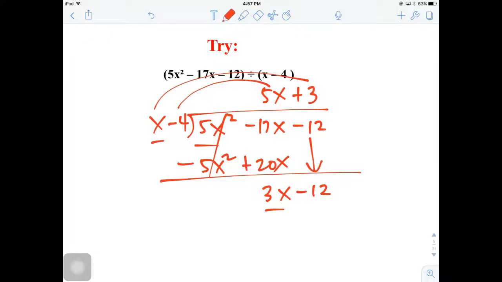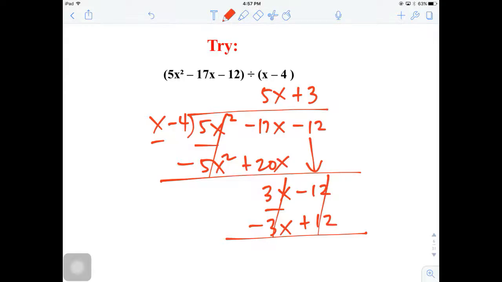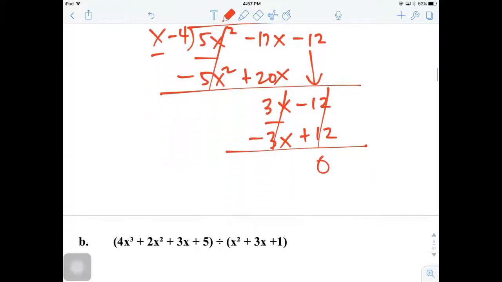So we have 3x, and then 3 times negative 4 is negative 12. I'm going to subtract by changing the signs on the bottom, and the x and numbers cancel out, so we got a 0 remainder. So again, I'm going to write the answer as divisor, which is x minus 4, times quotient, which is 5x plus 3, plus the remainder, which is 0. And that's the answer right there.